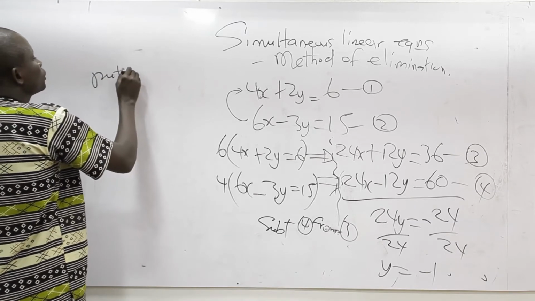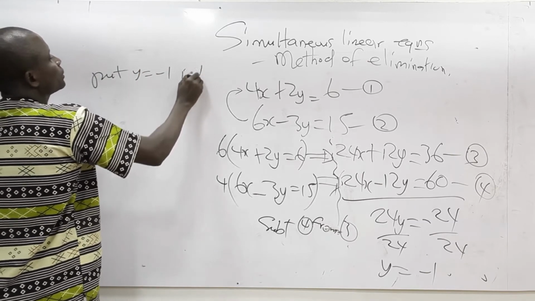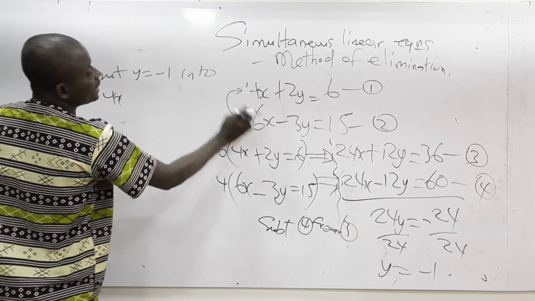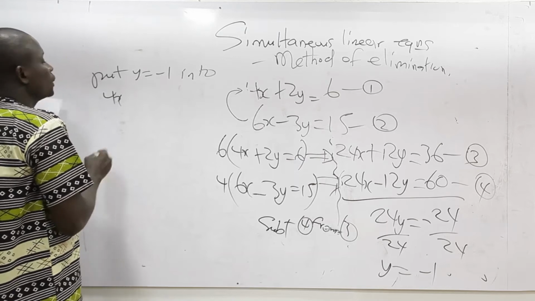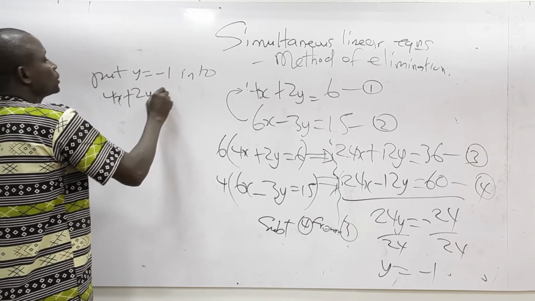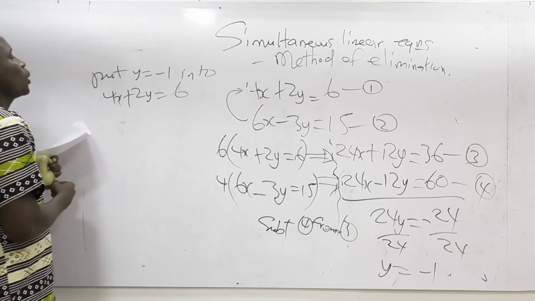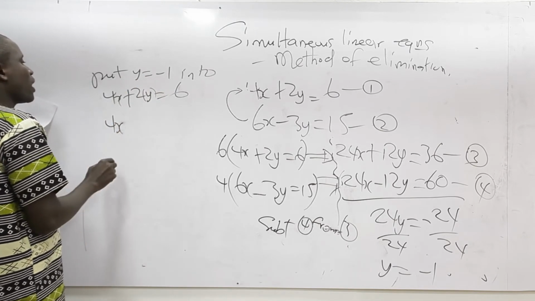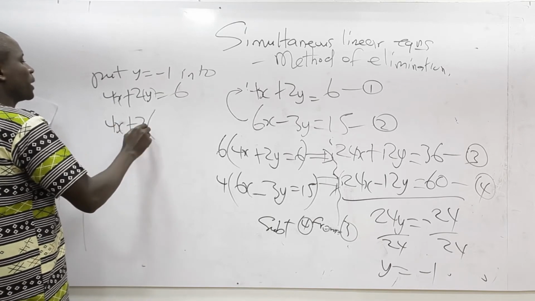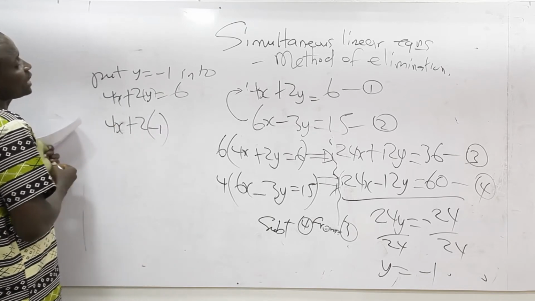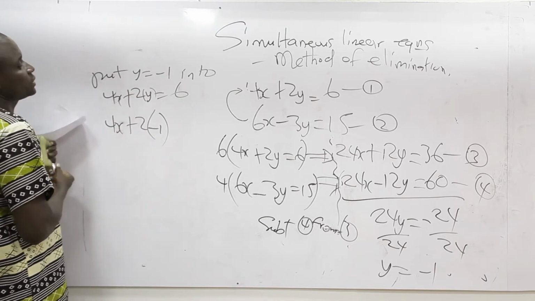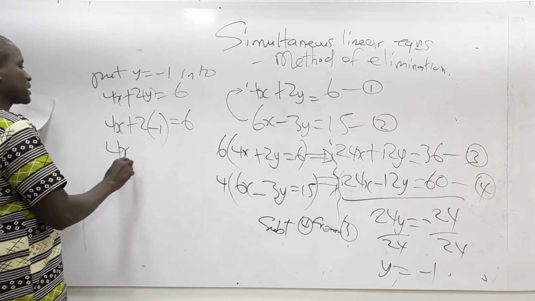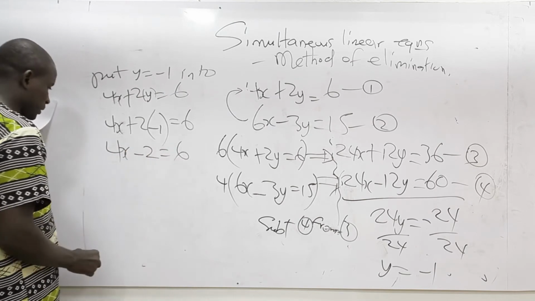After getting my y is equal to negative 1, then I can put it into any of the equations. So put y is equal to negative 1 into, let me put it into equation 1, okay? Another person can put it anywhere, once it is an equation within it, 4x plus 2y is equal to 6. So wherever we see y here, we put the y, so we can have 4x plus 2 into bracket negative 1. Why is it negative 1? Because y is negative 1, which we have calculated, and it's equal to 6. So I'm having 4x minus 2 is equal to 6.